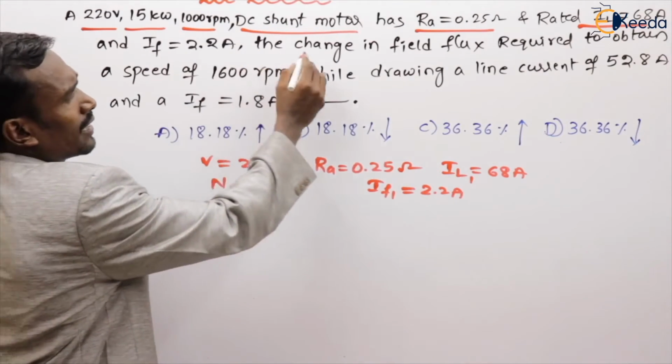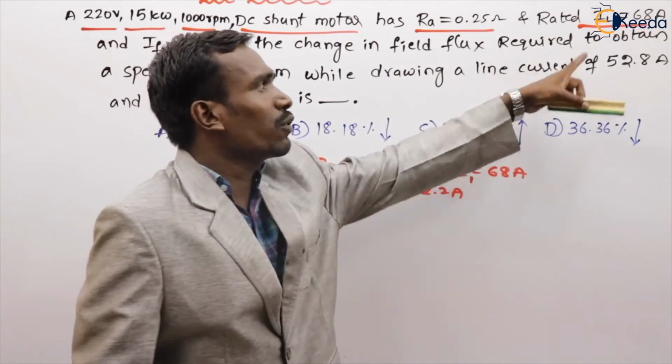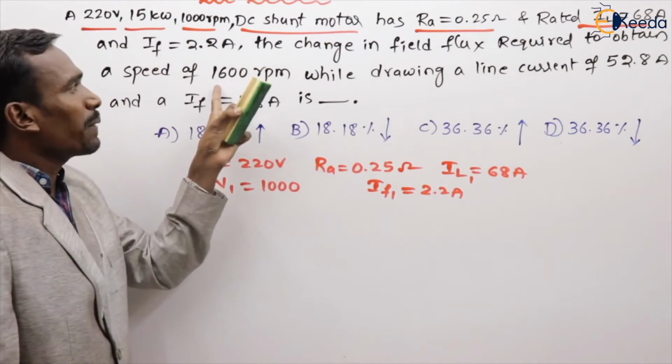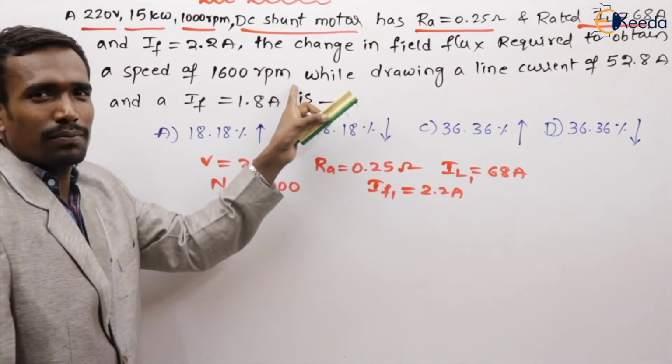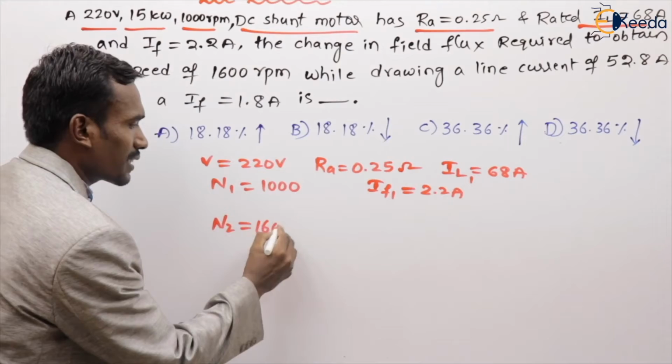Next, see here the change in field flux required to obtain a speed of 1600 RPM. This is the second data: the speed is 1600 RPM.